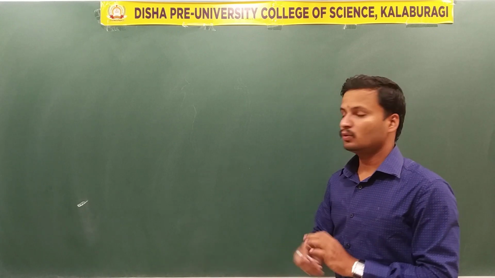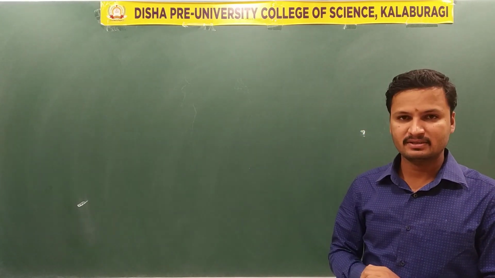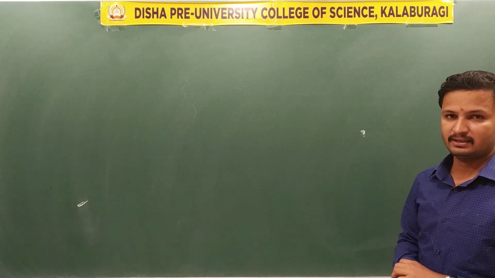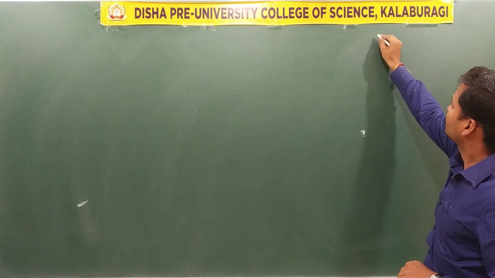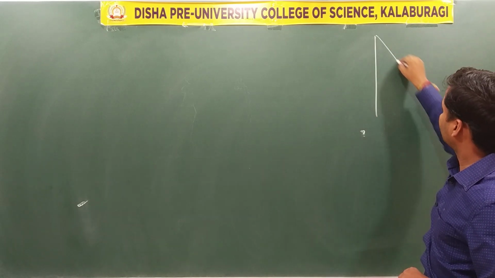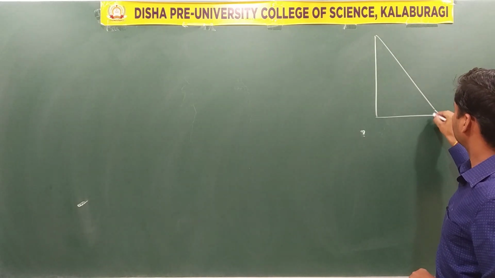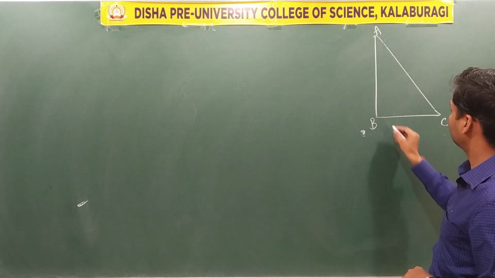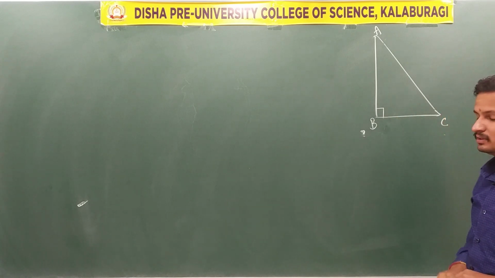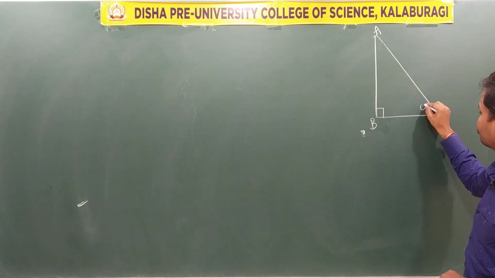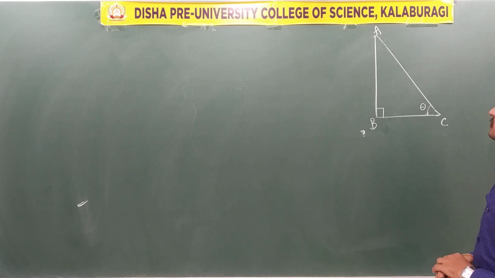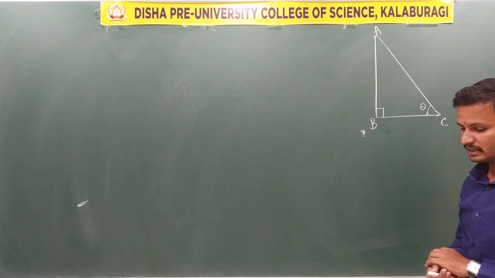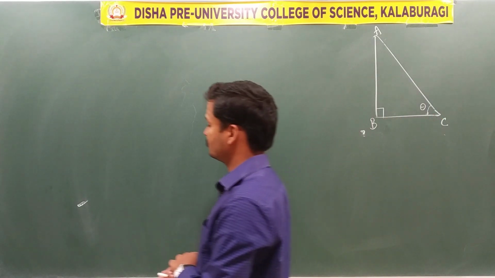See, how to define those 6 trigonometric functions? We will see by using a right-angled triangle. Suppose here is triangle ABC, and the triangle is a right-angled triangle. Suppose this is theta. So how to define all those 6 trigonometric functions by using this right-angled triangle ABC? We'll see.